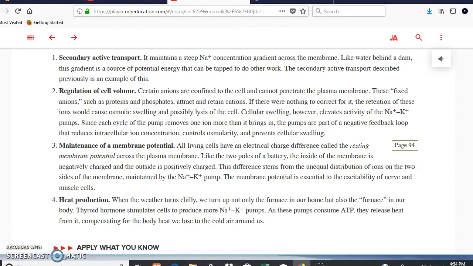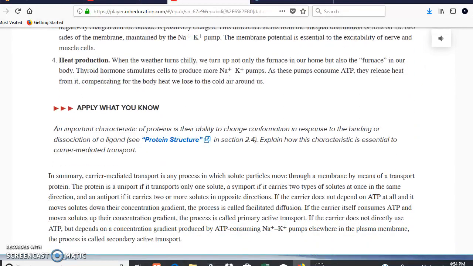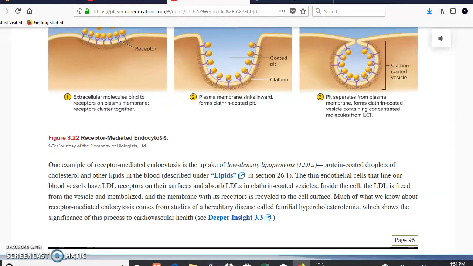In addition to maintaining the membrane potential, obviously the sodium potassium pump has other functions such as regulation of cell volume, heat production, etc. But the one that you need to remember is maintenance of the membrane potential, and we're going to see that later on. Now, after that, we have vesicular transport. As you can see here, these are vesicles and they get transported inside. Okay, vesicular transport is used for the transportation through the membrane of large amounts of substances.